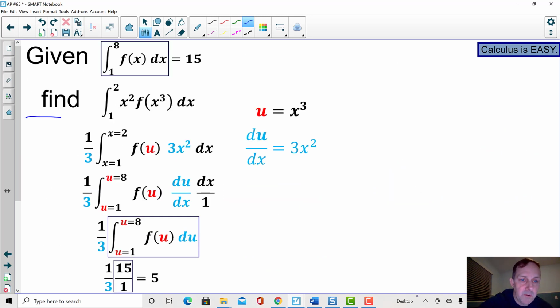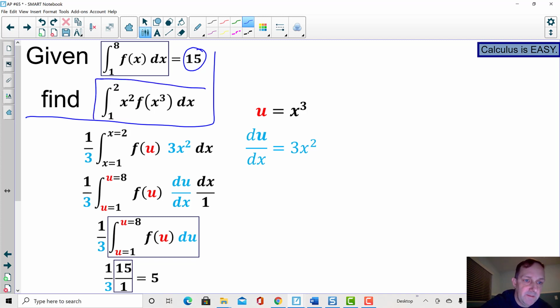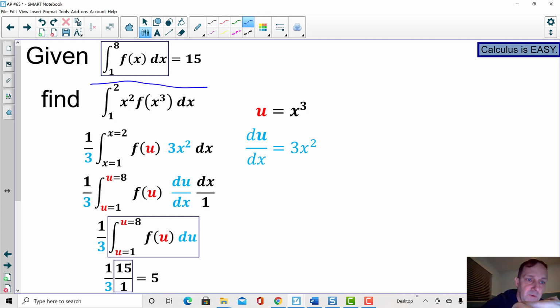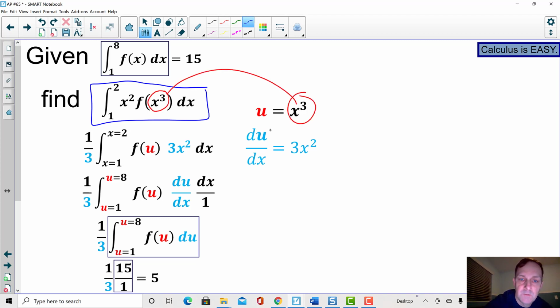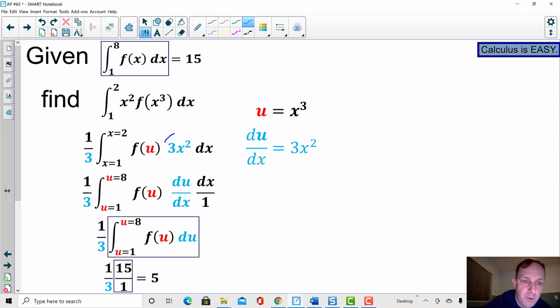Okay, on this second example, they've given us that this integral is going to equal 15, but we have to find this. So we're going to start with this. Our u is going to be x to the 3rd. So our du dx is going to be 3x squared. So we need a 3x squared here, but we only have an x squared. We're missing a 3, so I can put a 3 as long as I also put a 1/3 in the front. And now my du dx is sitting right there, right next to the dx, so I can cancel the dx's, and I'll just be left with a du.